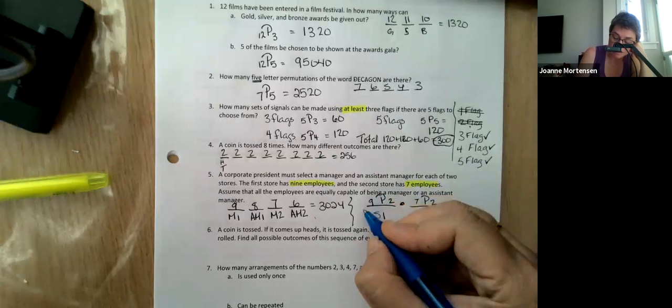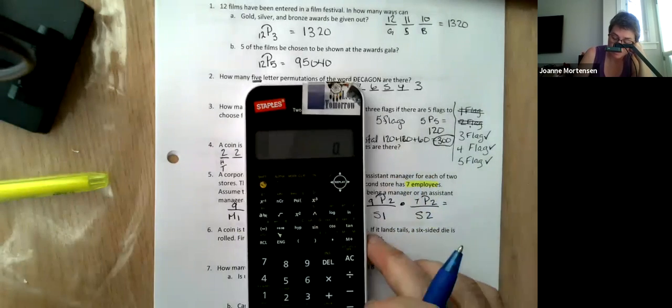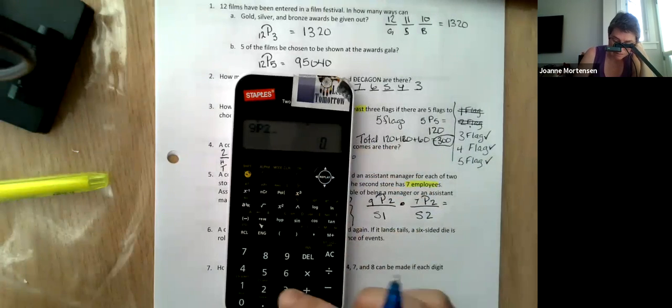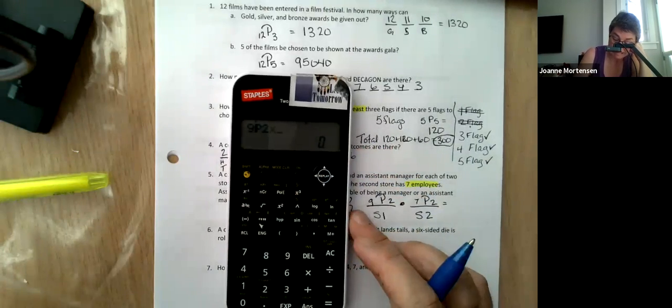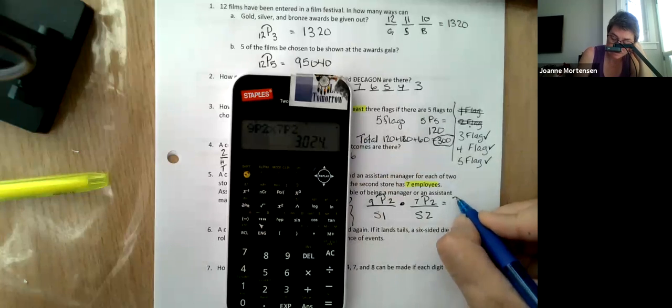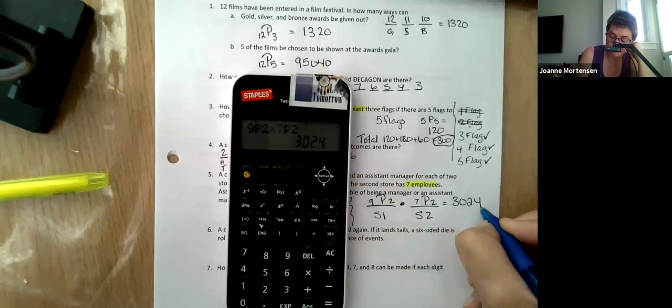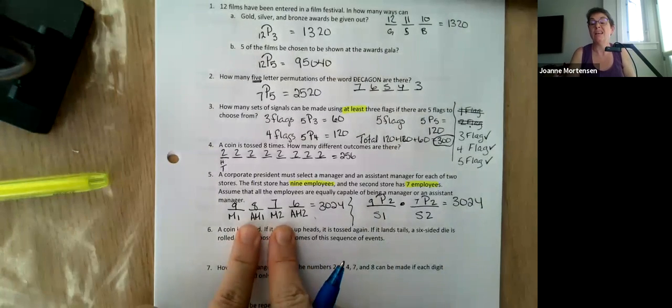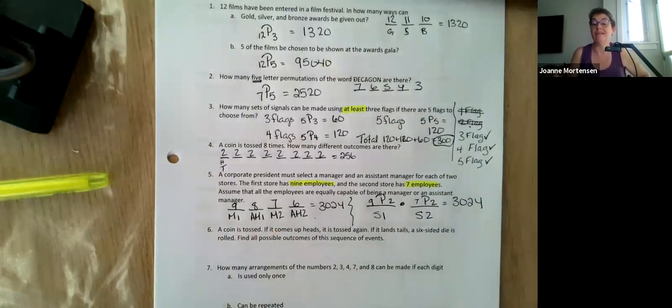So decision at our first store, decision at the second store. And I'm really hoping we get the same answer. 9 permute 2 times, I'm going to do it on my calculator, 7 permute 2. Yay! 3024. Personally, I think in that case, that one's a lot easier to understand. But it's the same thing, right?